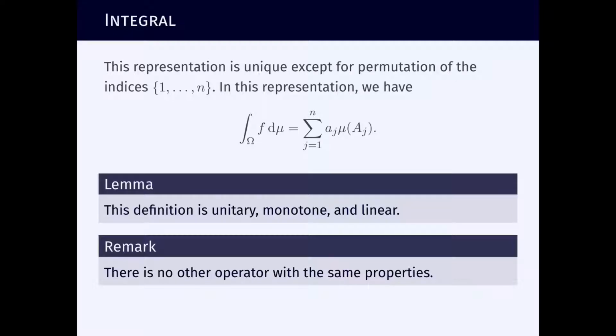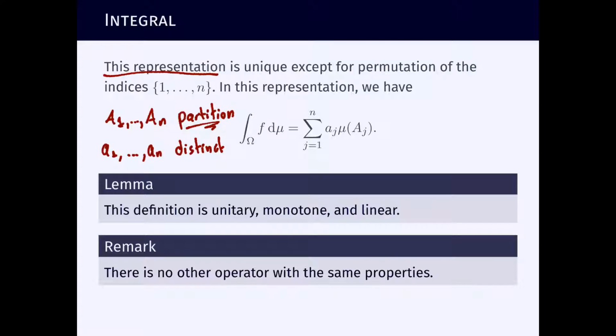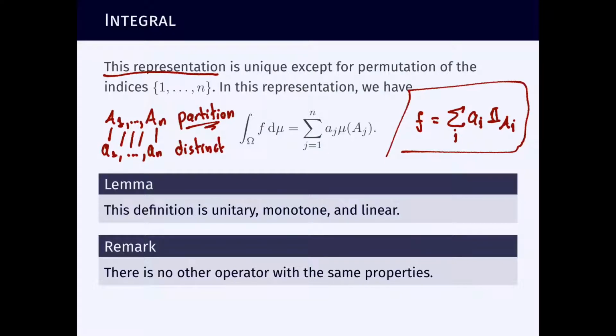And now let's make one brief remark about the previous representation. Again, what is the representation? A_1 up to A_n being a partition, and little a_1 up to a_n being distinct. So really there is only one way to choose these sets and these numbers. They have to match like this, such that f will be written as the sum over j of a_j times the indicator of A_j. And there's a unique way to express f like this, meaning there's a unique choice of this n-tuple of numbers and this n-tuple of sets, except for permutations.